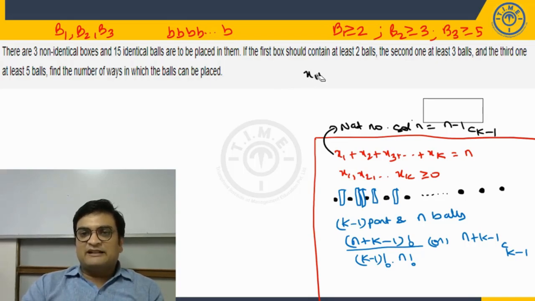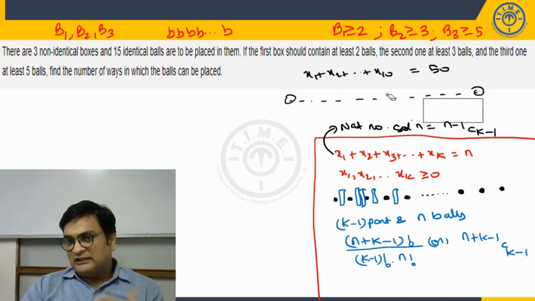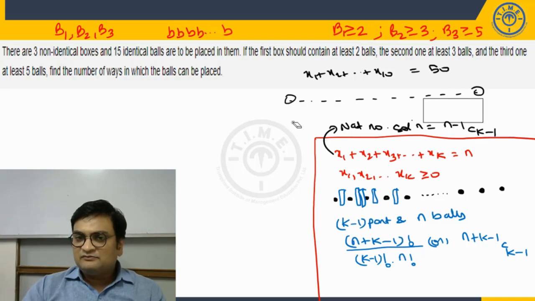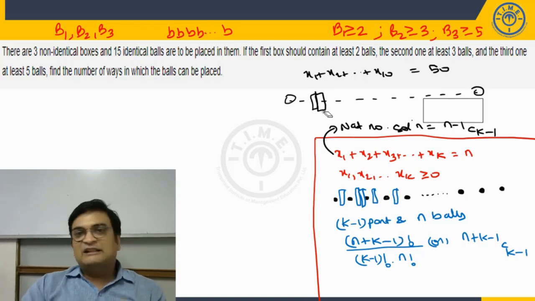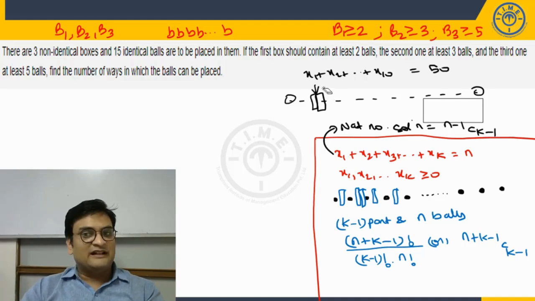If I take x1, x2, up to x10 equal to some 50, that means I have 50 identical balls, right? The first ball to the last ball. Now, to divide this string of 50 balls into 10 variables, I need 9 partitions. Also notice, I cannot place the partitions together like this, because if I place the partitions together, the variable which is coming in between will become 0. But 0 is not a natural number. So partitions cannot be next to each other.